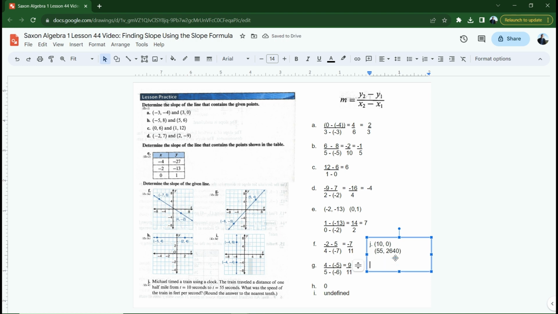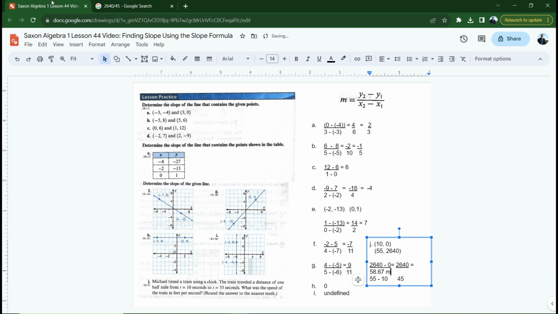Well, I could just use the good old slope formula. y2 minus y1 over x2 minus x1. So this is going to be 2,640 minus 0. Well, that's really easy to calculate. Over 55 minus 10. So that means I'm actually going to have 2,640 over 45. And then I'm just going to punch this one into a calculator because that's the easy way to do it. Let's just do it in a Google calculator.